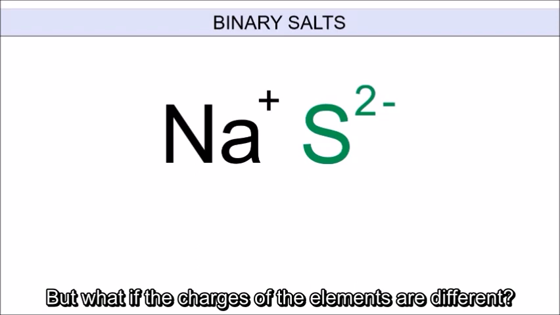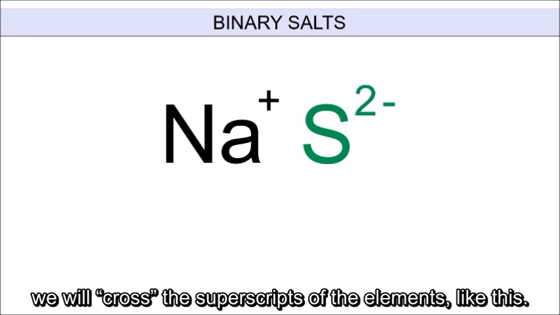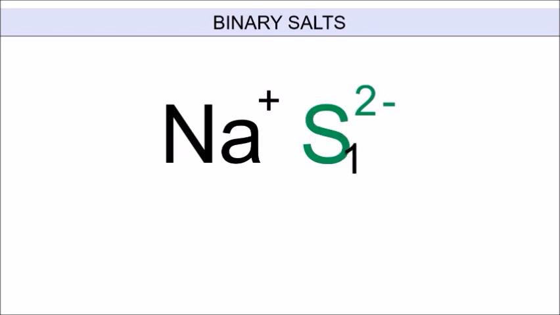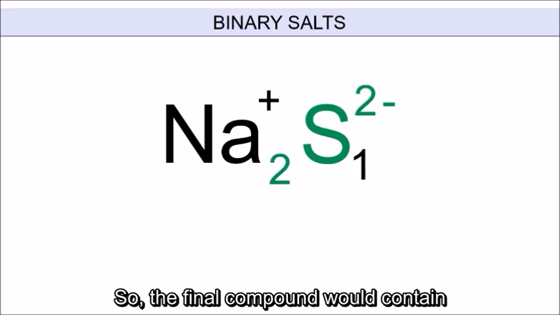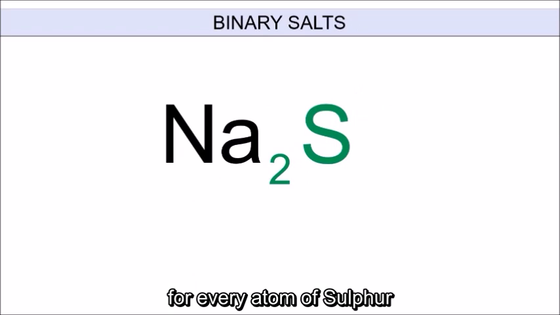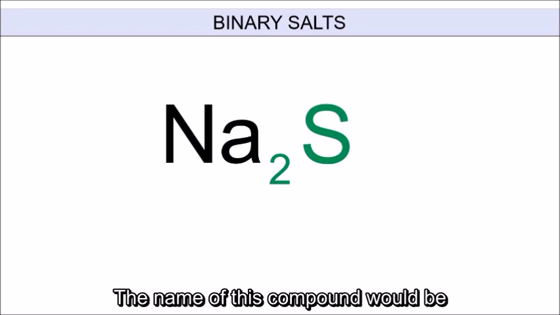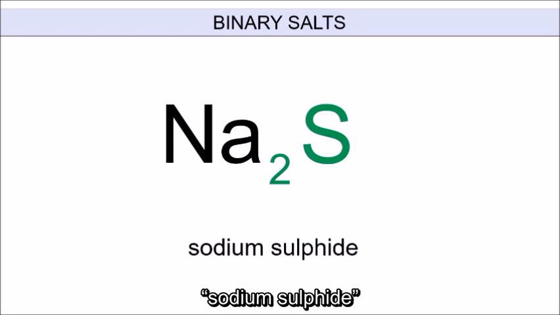But what if the charges of the elements are different? In that case, in order to make sure that the charges cancel out, we will cross the superscripts of the elements like this. So the final compound will contain 2 atoms of sodium for every atom of sulfur. The name of this compound will be sodium sulfide.